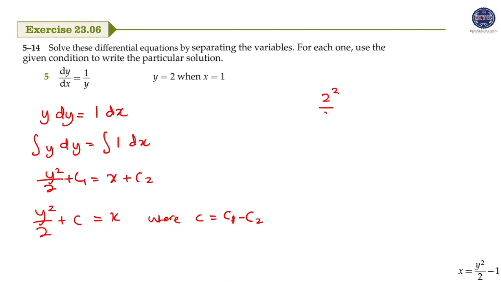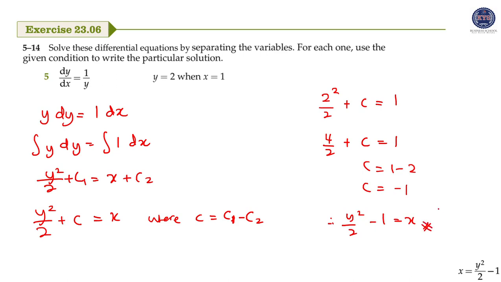2 squared over 2 plus c equal to 1. So this is 4 over 2. 4 over 2 is 2. So c equal to 1 minus 2. So c equal to negative 1. Therefore, y squared over 2 minus 1 equal to x.